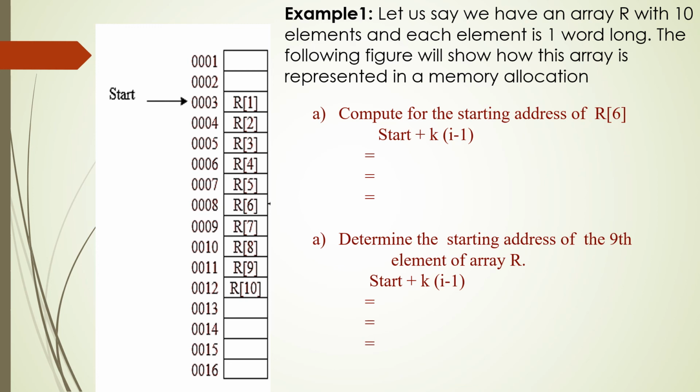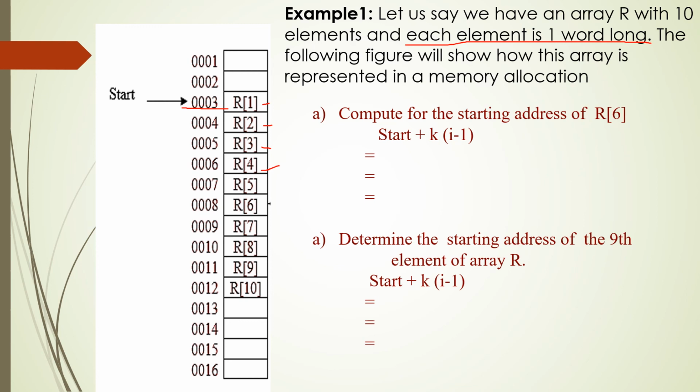Now, each element, remember, in here it is stated that each element is one word long. So every address or every row, that is equivalent to one word. Okay? So if we have 10 elements for array R, then each element is stored in one particular address.